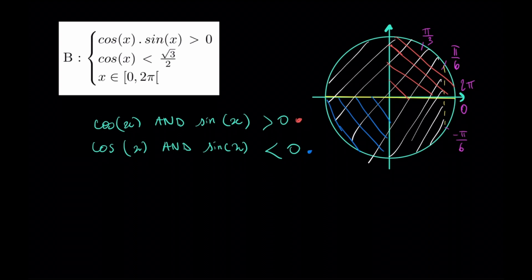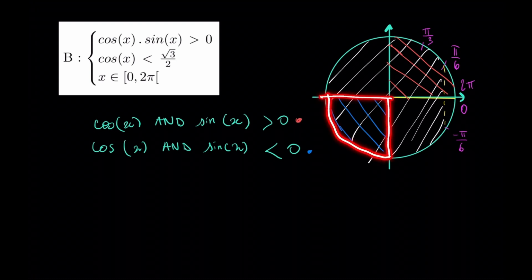And now, to fulfill the system, so both inequations at the same time, we have to be in the blue zone or in the red zone, but at the same time in the white zone. So, lucky for us, the red zone is included in the white zone, some of it, and the blue zone is fully included in the white zone. Okay, so we have this quadrant over here.